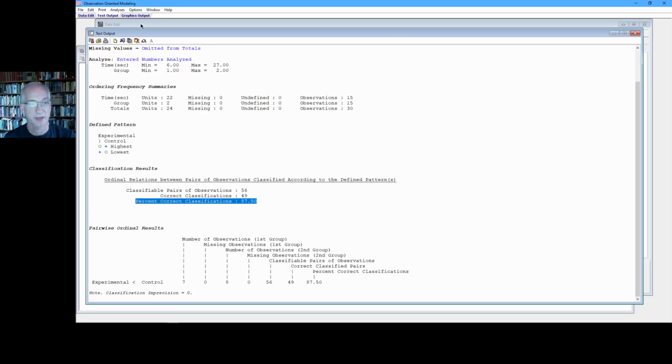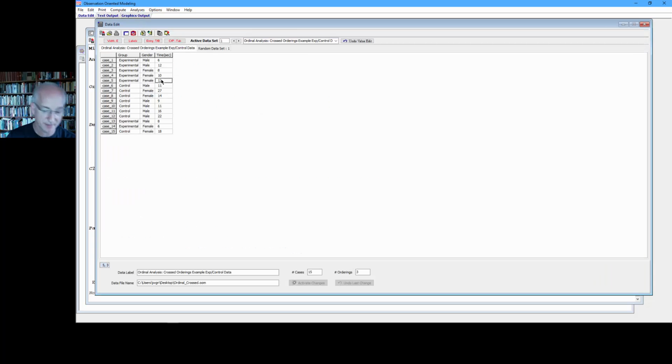Now let's go back and create a missing data point here. So I'll take away one of the experimental reaction times. So now we're down to 6 experimental reaction times, and we still have the 8 control reaction times. So 6 times 8 gives us 48. So that's the number of possible matches that we could find here when we look at these pairwise comparisons.